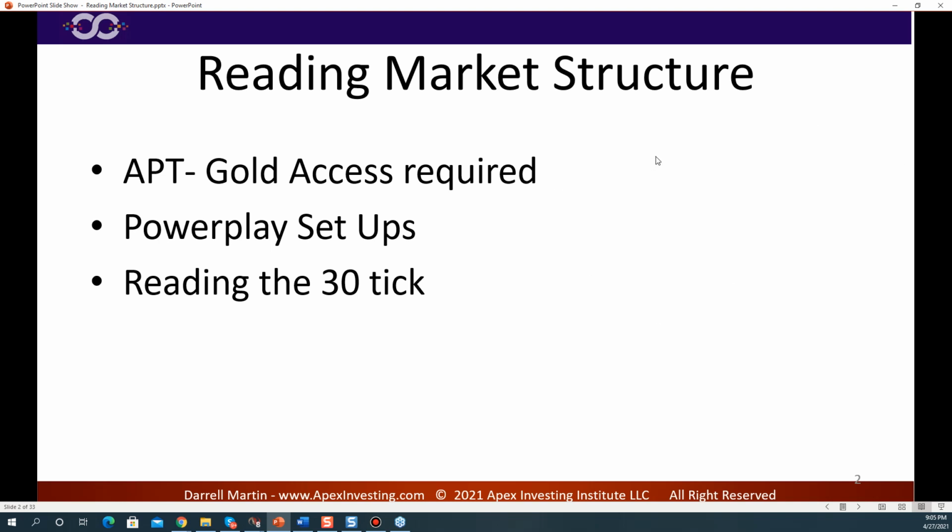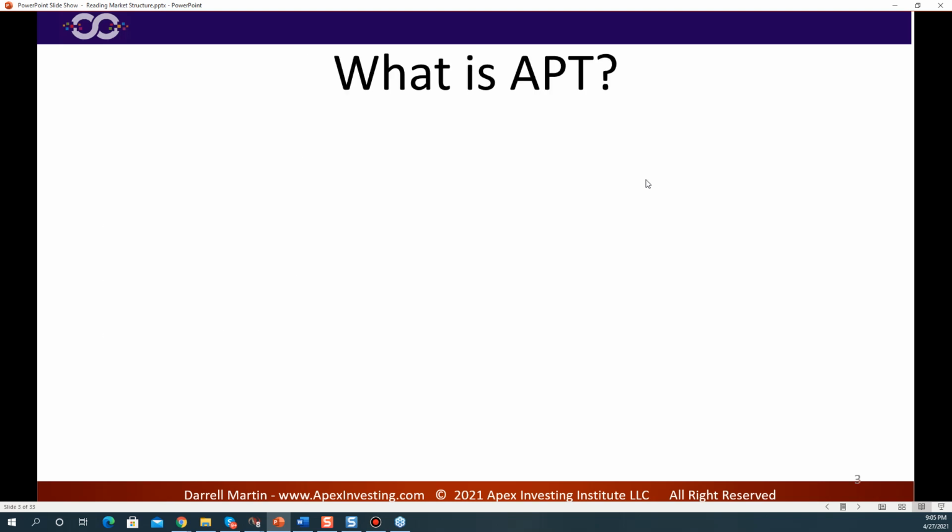Right now we mainly just use that same concept of what we call power play 1 and power play 2. We use that same concept, and you'll hear Lori talk a lot about it as well, based off the 30 tick diagnostic chart. It's a form of divergence, and I'm going to show you that a little bit.